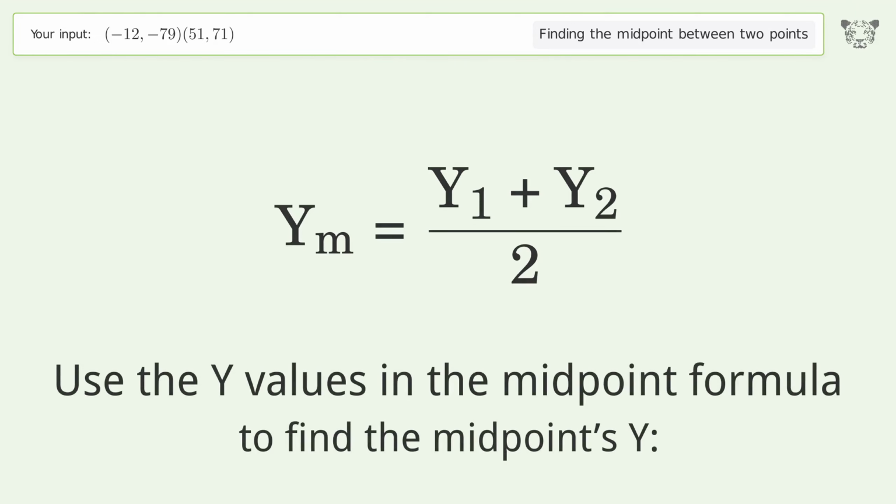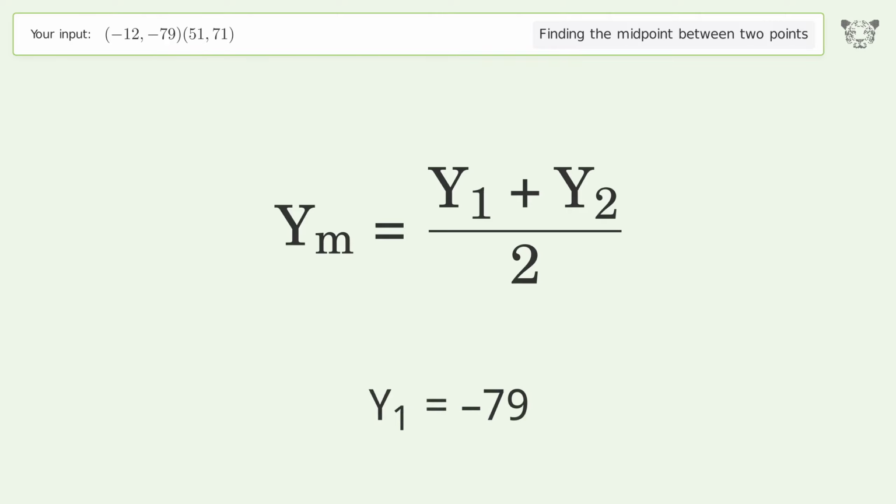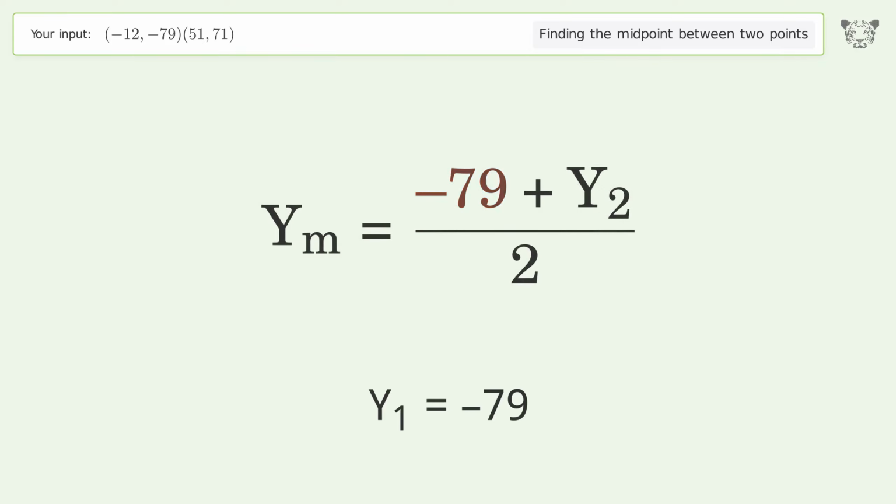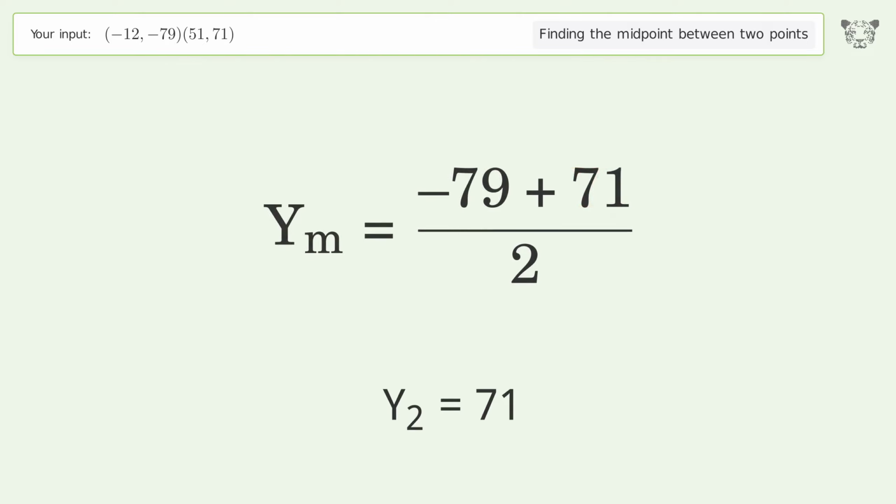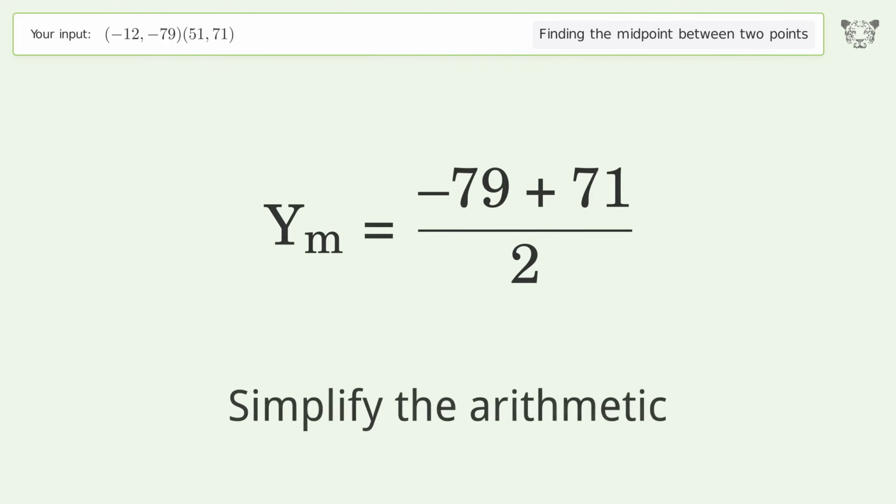Use the y values in the midpoint formula to find the midpoint's y. y1 equals -79. y2 equals 71. Simplify the arithmetic.